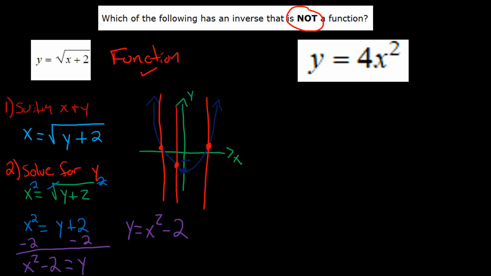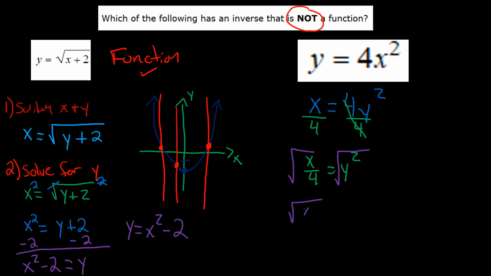Now, if we do the same operations on the other problem here, I switch my x and y, and I say x equals 4y squared, and I solve for y. So if I divide both sides by 4, I get x over 4 equals 4 over 4 simplify out, y squared. I then want to take the square root of both sides. So we'd have the square root of x over 4 equals the square root and square simplify out, y.